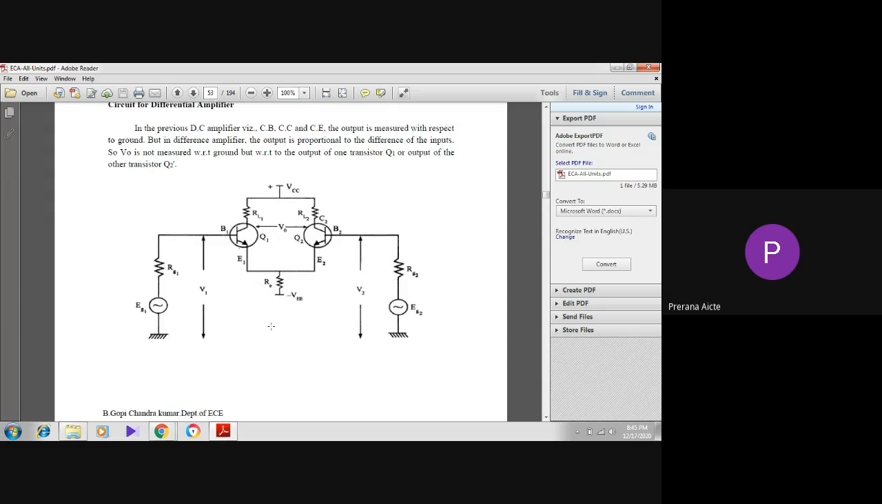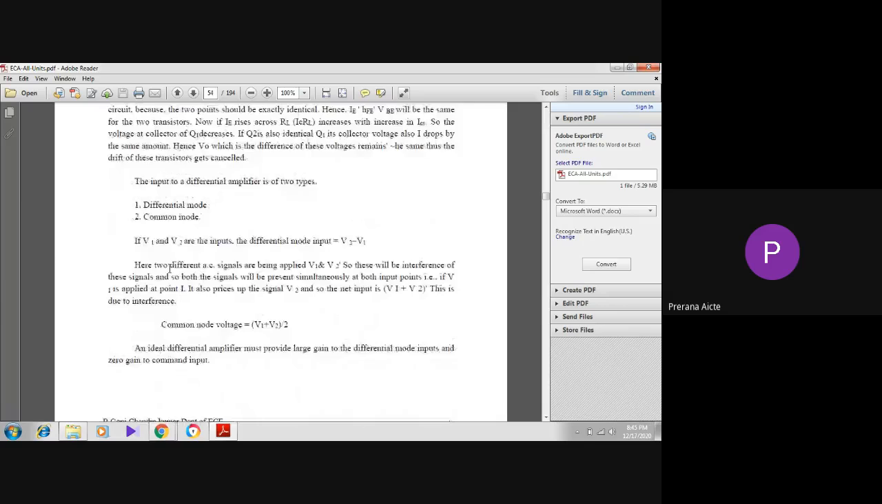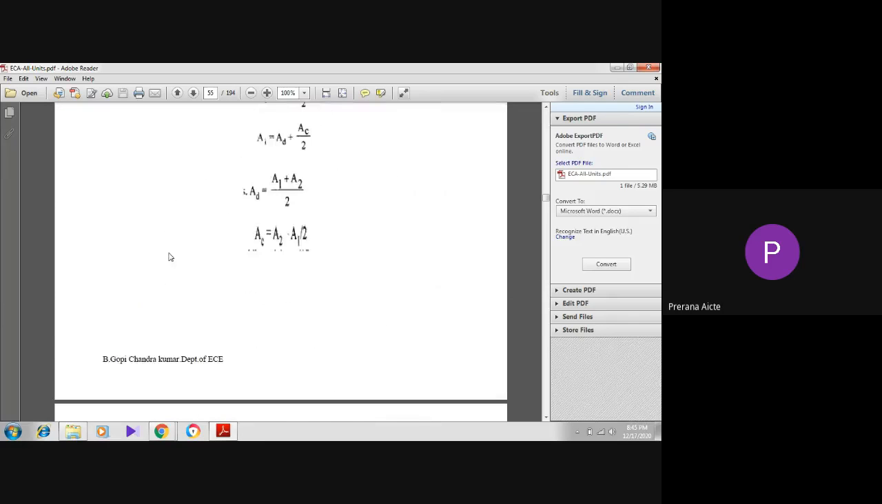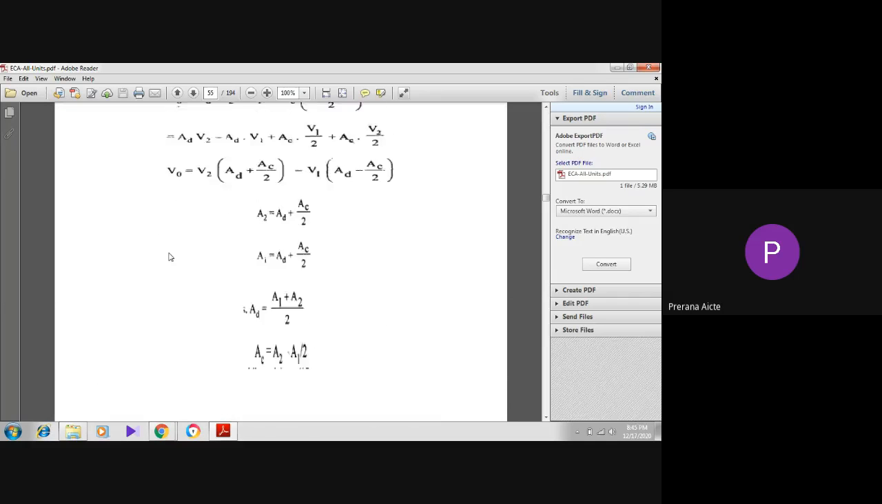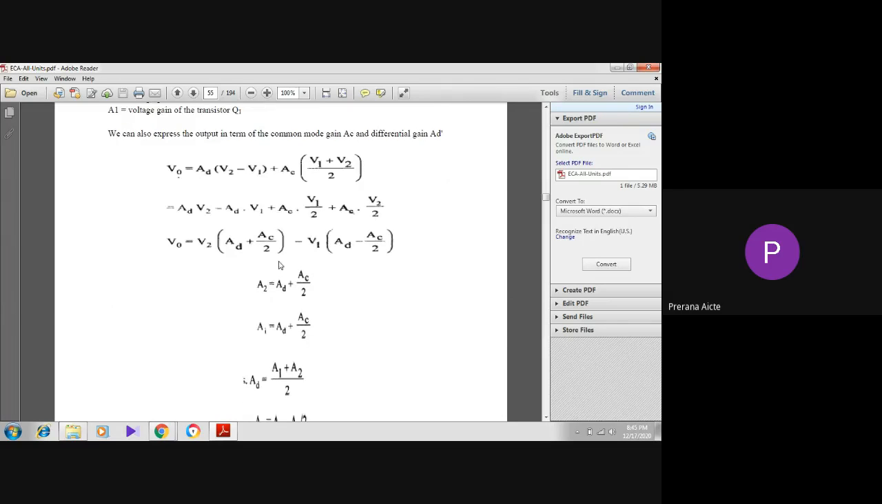In this we have different models: single input balanced output, single input unbalanced output, dual input balanced output, and dual input unbalanced output. These are the four types of configurations. Actually, this will come in the upcoming classes. This is the circuit, this is the equivalent circuit, and these are the two modes, differential mode and common mode, with the simplification and the formula equations. See these formulas.